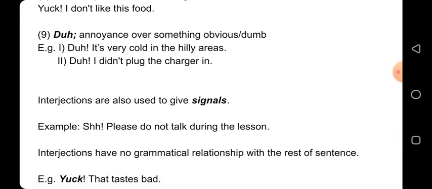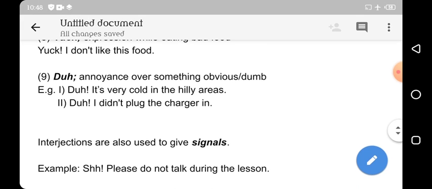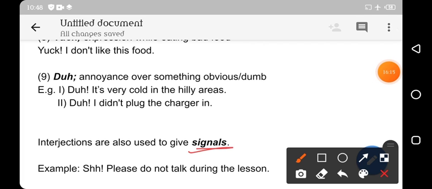So interjections are also used to give signals sometimes. इनका एक फंक्शन तो हमने ये देखा कि सडन एक्सप्रेशन और फीलिंग बताते हैं। Sometimes they also give us signals. सिग्नल यानी इशारा किसी भी चीज़ का, ठीक है। तो यहाँ पे देखें, shh, please do not talk during the lesson. Shh, please do not talk during the lesson.